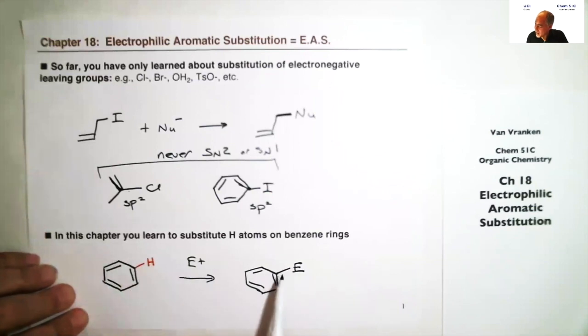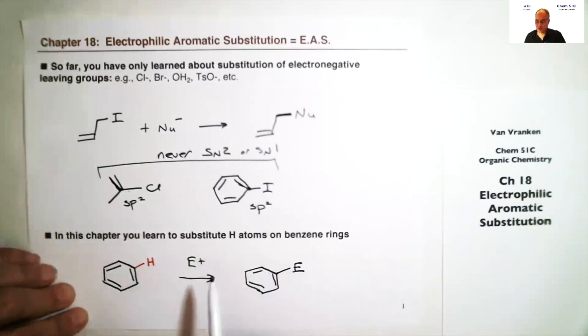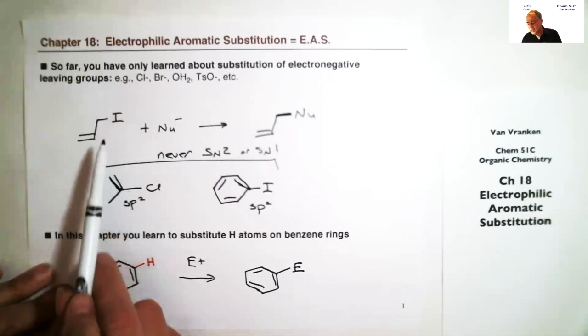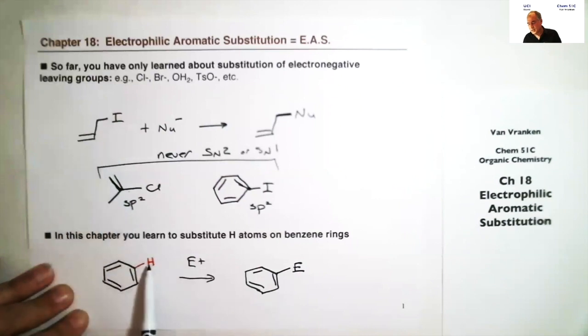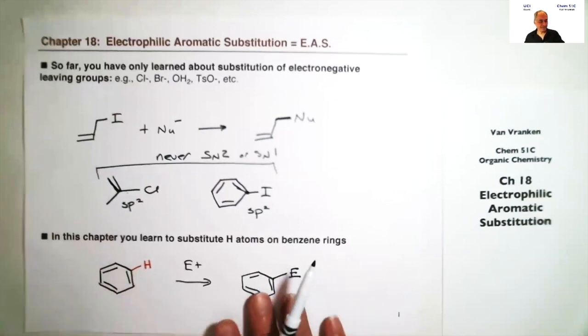So if I ask you what happened here, and all of you say you formed a bond between carbon and electrophile, you're missing the point that you broke the bond between the carbon and the H. That's just as important as forming the bond between the carbon and the symbolic electrophile. So that's what we're going to do in Chapter 18: learn about this completely different type of substitution reaction, where we're not substituting electronegative leaving groups, we're substituting hydrogen atoms, more specifically protons on benzene rings.